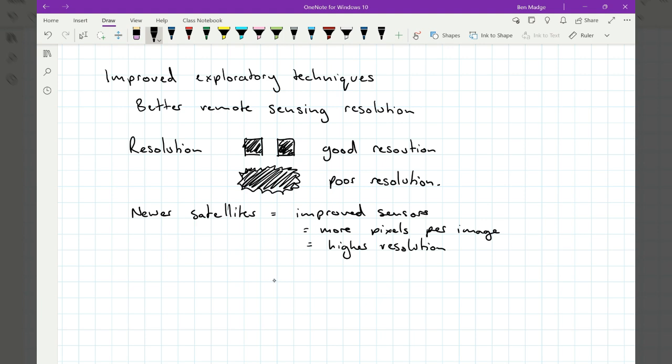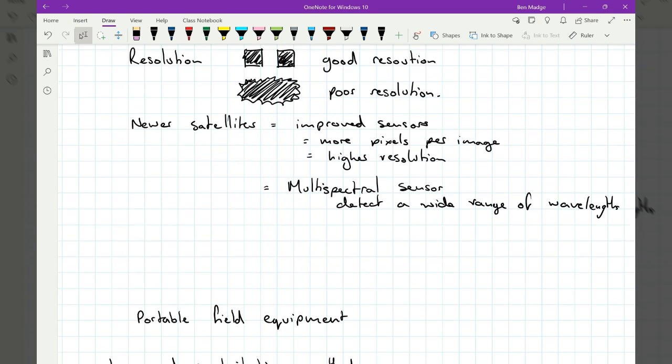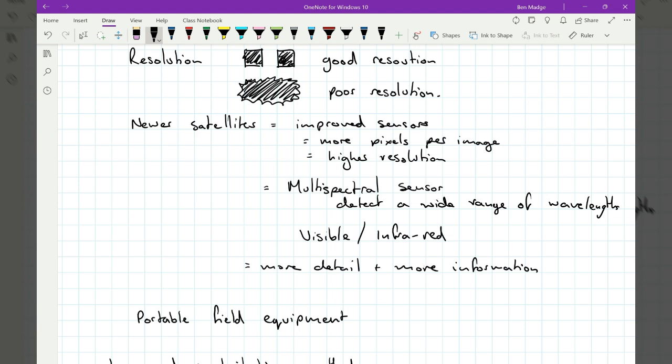The other thing that we have on newer satellites is multispectral sensors. So these detect a wide range of wavelengths. Typically, when we're talking about these, this is talking about visible and infrared wavelengths. And this provides us with more detail and more information and allows us to identify the mineral composition of the Earth and lower grade deposits.